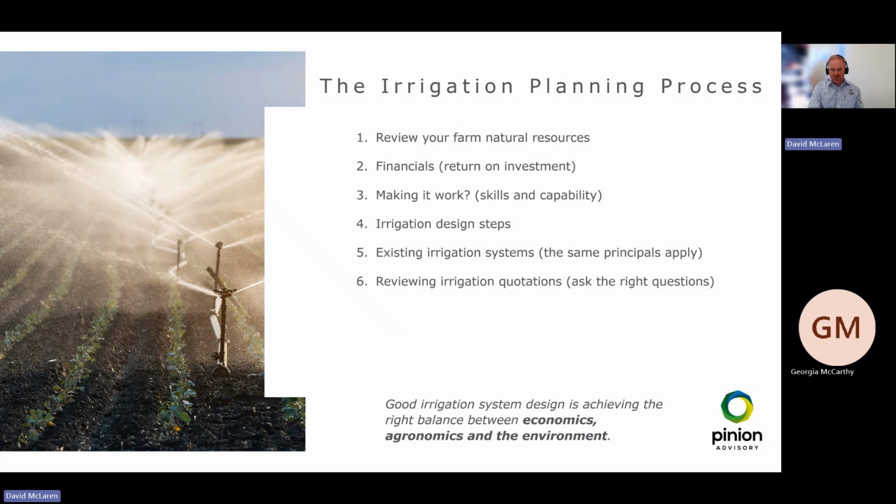Ask the right questions. So I personally think that when it comes to the irrigation planning process, good irrigation system design is achieving the right balance between economics, agronomics, and the environment.